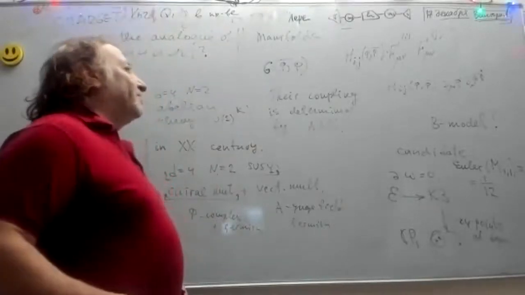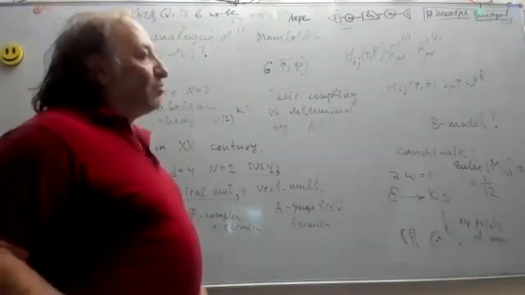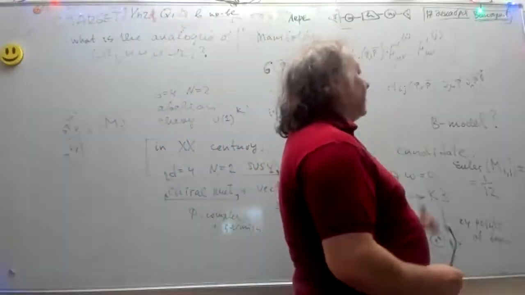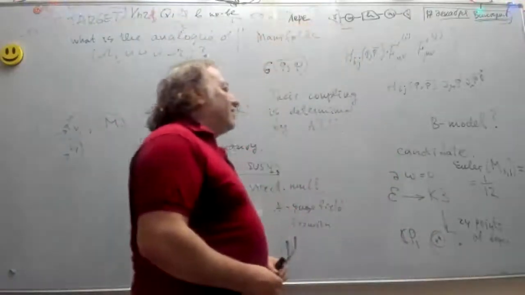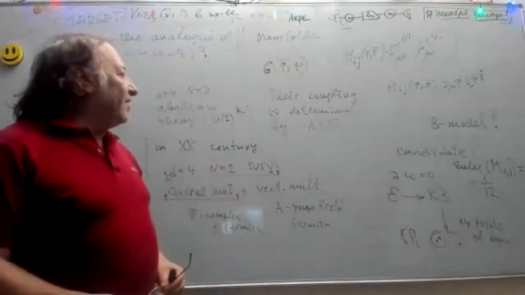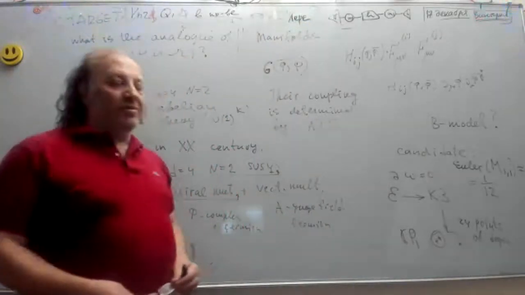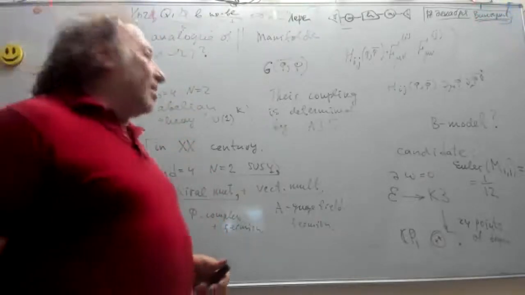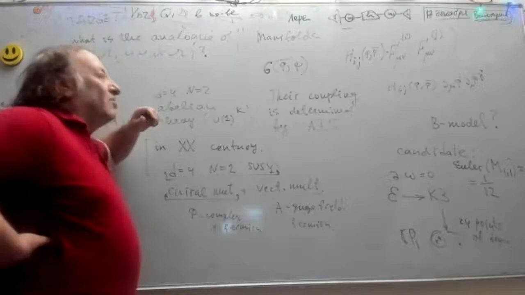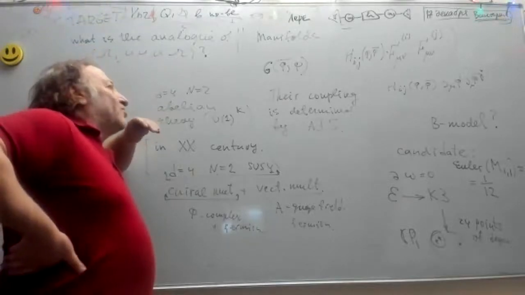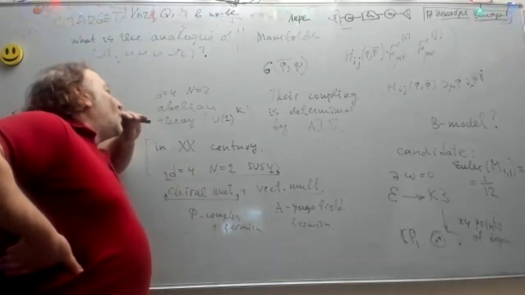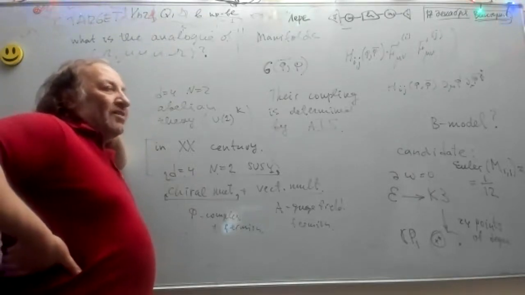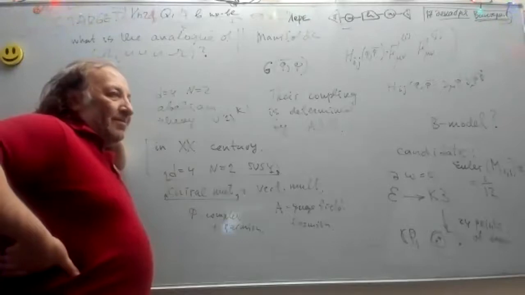So one of the ways to check it was this: another idea is that let us compute Donaldson invariants. So computing some Donaldson invariants would help us to check that we got it right. So some simple computation showed that we actually got it right.